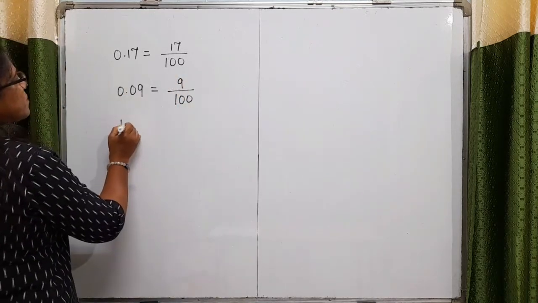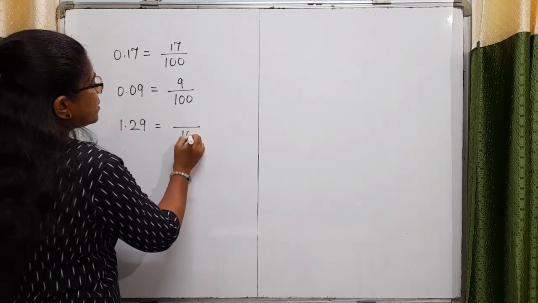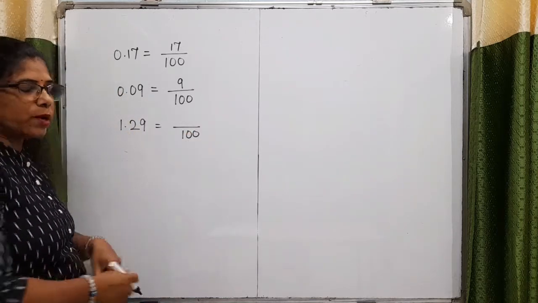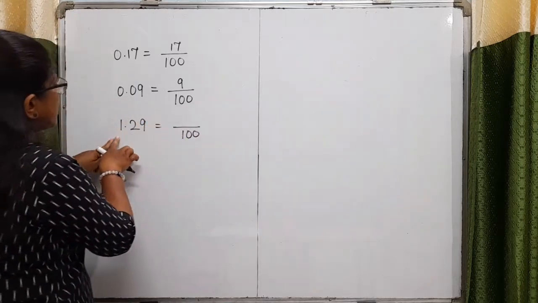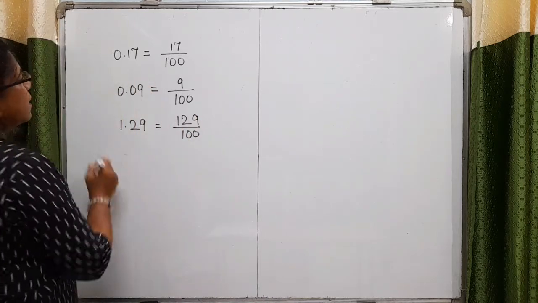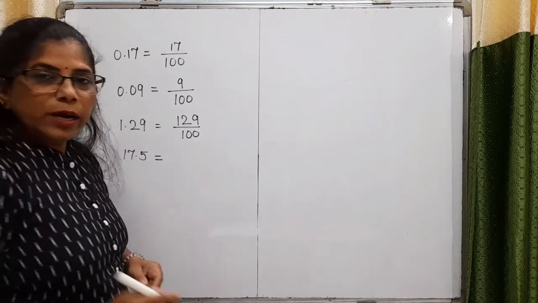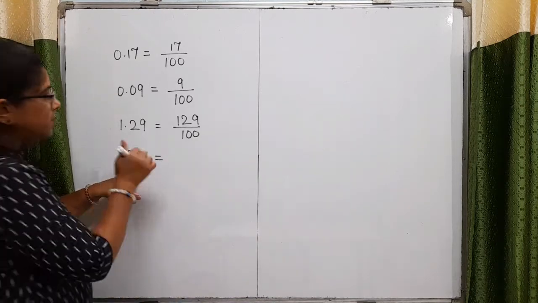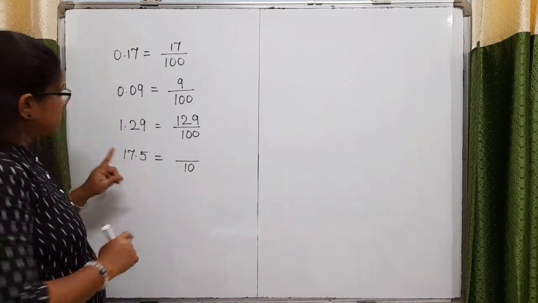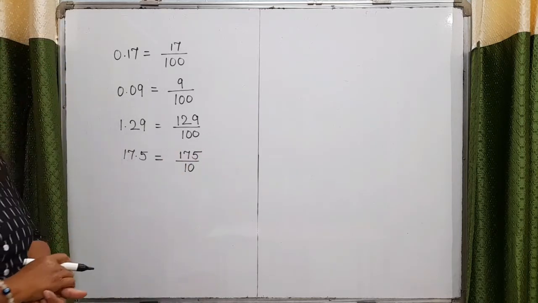If it is 1.29, again here the denominator is 100. Why? Because we have 2 digits after the decimal point. And in the numerator's place we have to write this number as it is. If it is 17.5, we have only one digit after the decimal point. So the denominator is 10, only 1 zero. And this 175, write as it is. It's so simple.